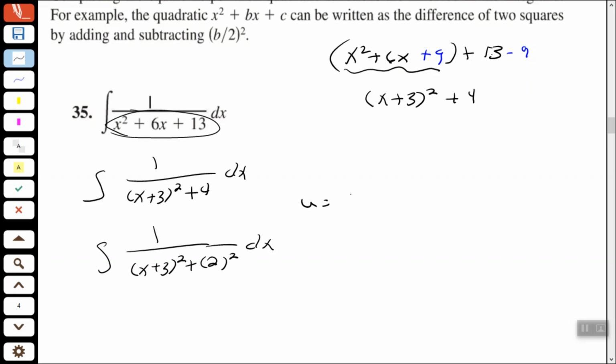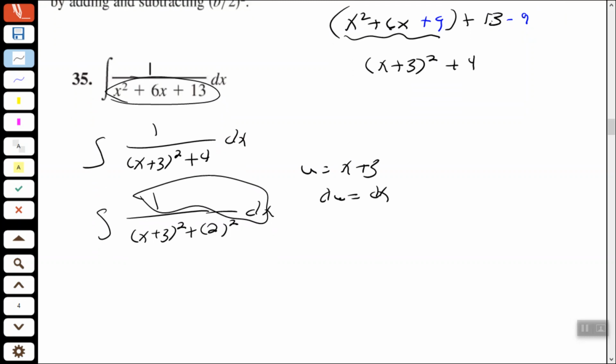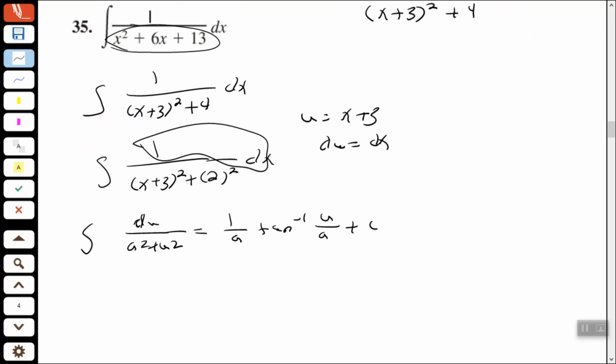That allows us to say that u is equal to x plus 3, du is equal to 1 dx, which is what we needed there, so we're good there. And we know that the a squared plus u squared, or u squared plus a squared in our denominator, is equal to that inverse tangent or arctangent form. So the integral of du over a squared plus u squared is equal to 1 over a times the inverse tangent of u over a plus c. In this case, we know that u is x plus 3 and a is 2, so 1 over 2 times the inverse tangent of (x plus 3) over 2 plus c.